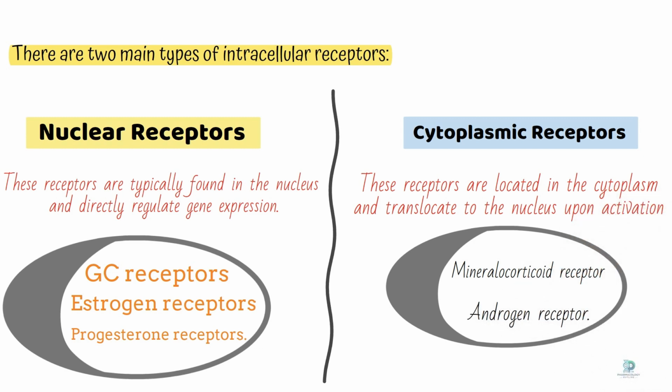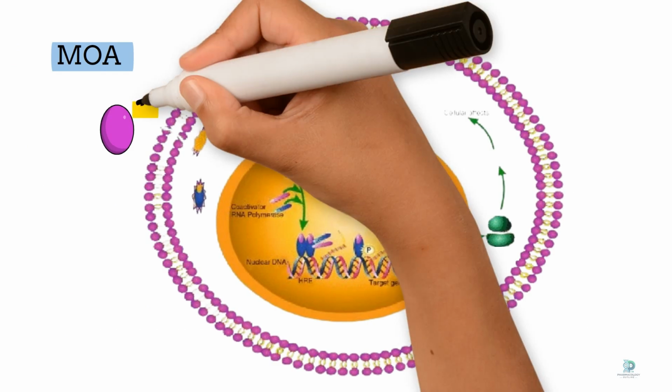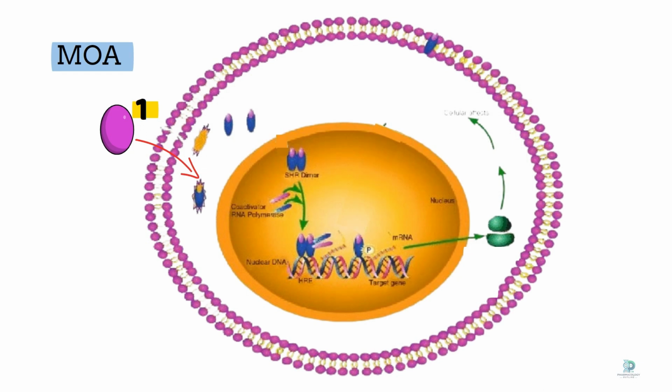The mechanism of action of intracellular receptors involves several key steps. 1. Ligand entry. The lipophilic ligand diffuses across the plasma membrane and enters the cell. 2. Receptor binding. The ligand binds to its specific intracellular receptor. Receptors may reside in the cytoplasm or nucleus. This binding leads to receptor activation and a conformational change in the receptor.